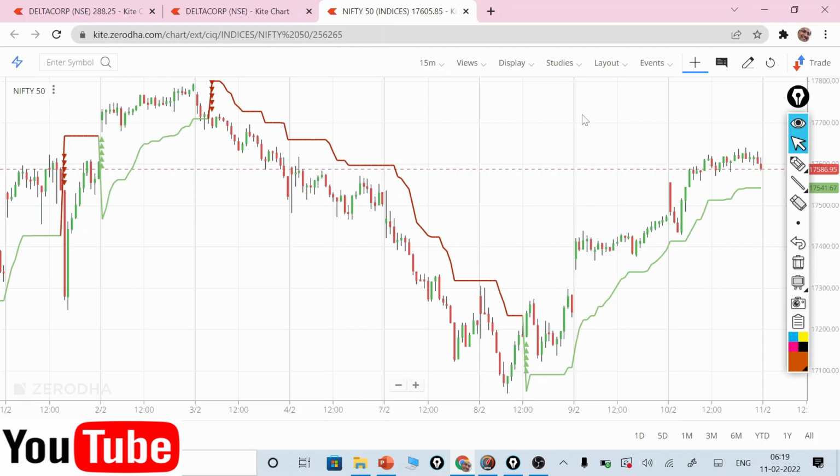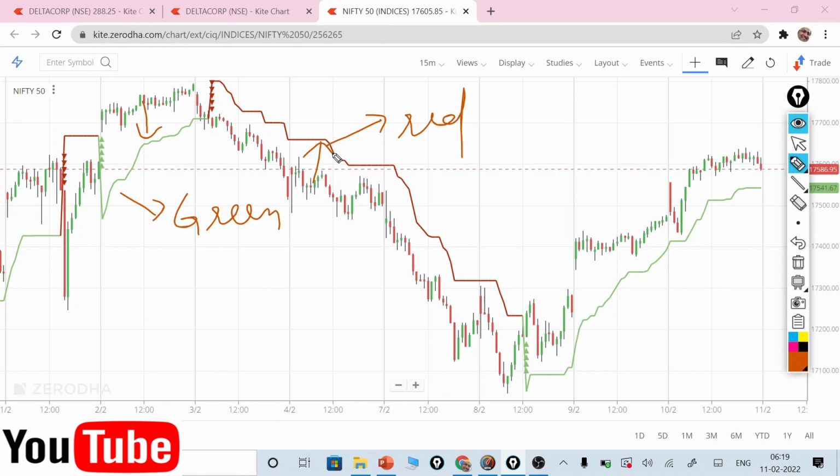I have typed Supertrend, so the indicator has come. In some places I will mark it. In some places it is green in color. Green is bullish, and it is below the candles. Then we have red in color, above the price. So always, green is below the candles and red is above the price action or candles.